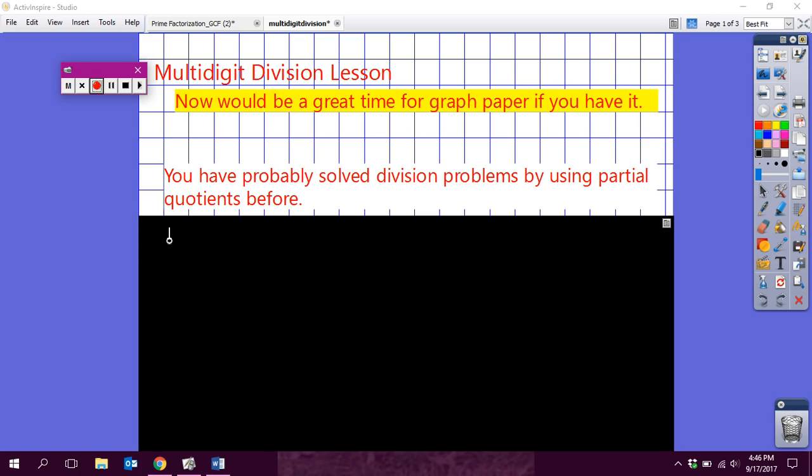So you guys need to get out some paper to take notes. If you have graph paper, today is a great day to use it. Okay, if you don't, don't stress yourself out. Just use your regular paper.